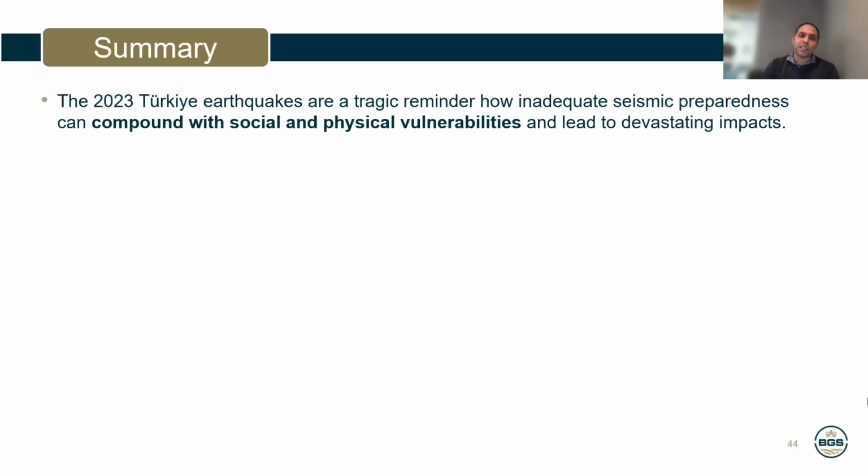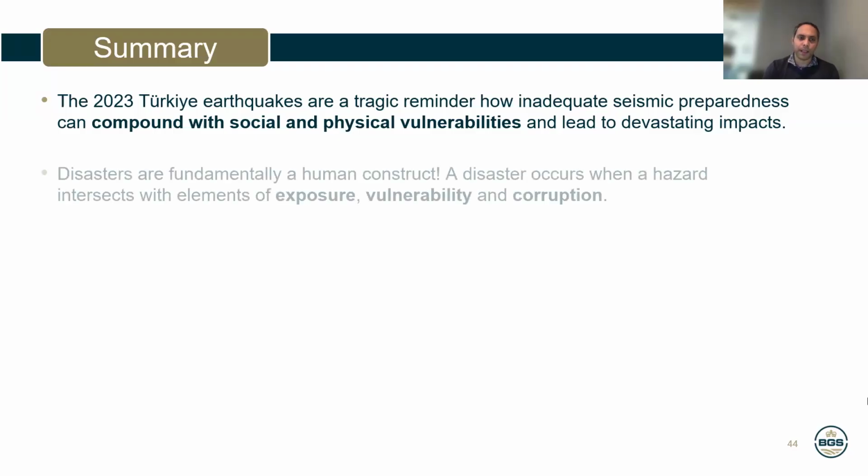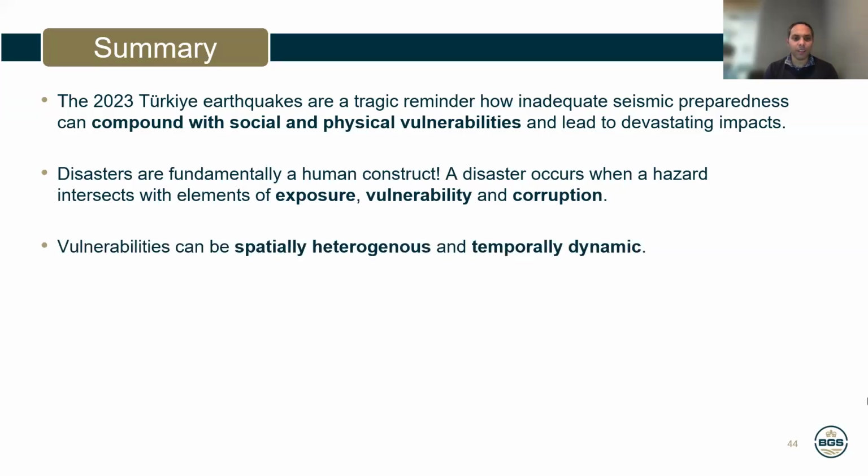And so to summarize, the 2023 earthquakes are a tragic reminder of how poor preparedness compounds with social and physical vulnerabilities and led to that devastating disaster that we saw. Disasters are fundamentally a human construct. We make disasters. If an earthquake happens in the middle of the Sahara Desert, it's not a disaster because there's no one there, there's no vulnerable people there. A disaster occurs when a hazard intersects with exposure, vulnerability, and corruption. Those are what make disasters.